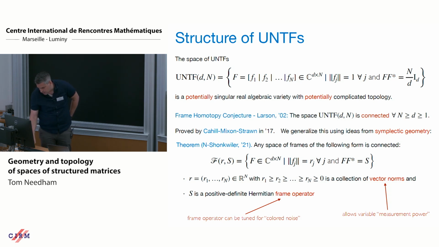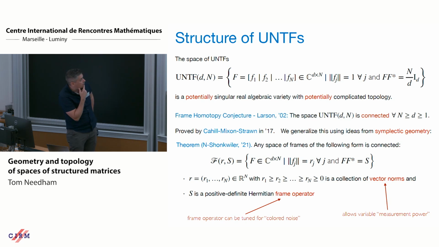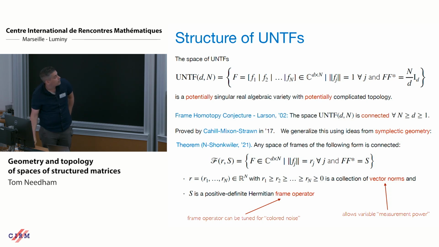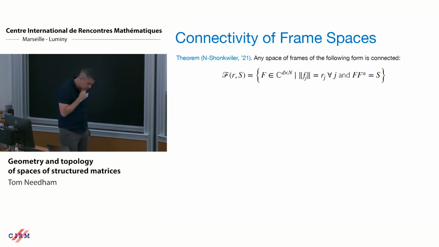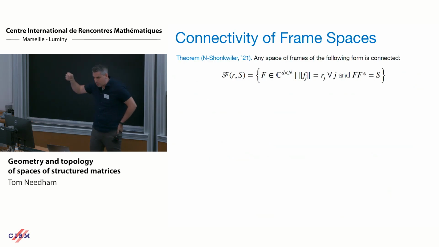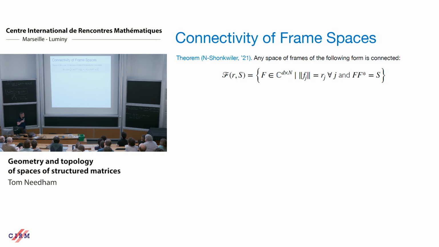then you're supposed to tune the frame operator to the covariance of the noise model. And so our result is that, in fact, the frame homotopy conjecture works for these general spaces of frames. But the point is, instead of doing this constructively and very explicitly in all possible cases, we just use these symplectic principles, and it ends up becoming like a 3-line proof, actually.